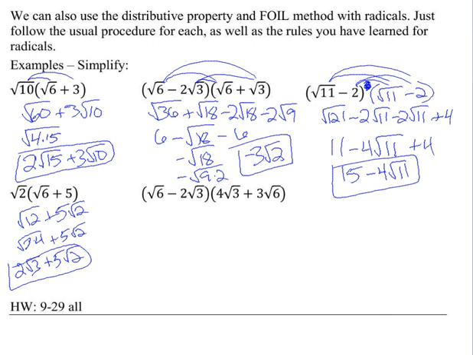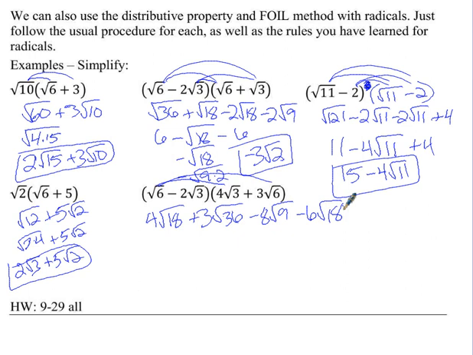FOIL, what's my first move? Okay, so first terms, negative square root of 6 times 4 root 3. 4 root 18. Good. And outer terms. That's a positive 3 square root 6 times 6 is 36. Minus 8 square root 9. Minus 6 square root 18. All right. Now what can we do?